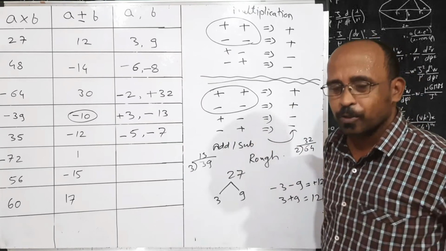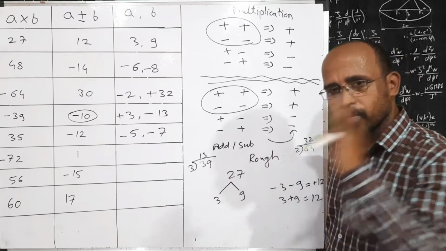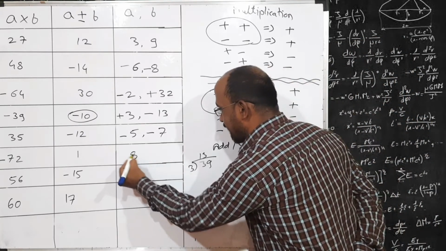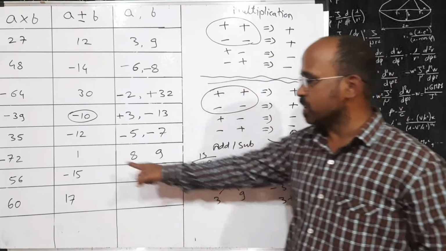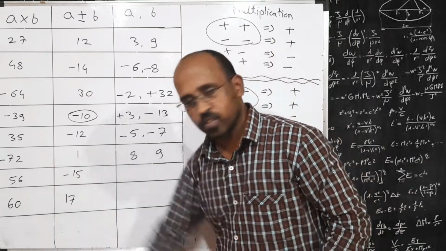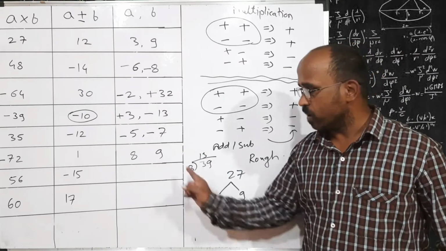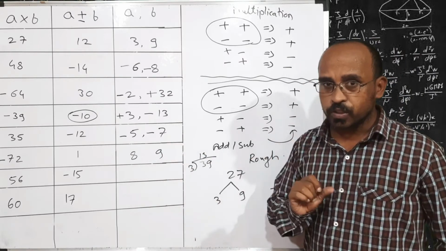Whenever 72 comes in front of you, most of the time students say 8 9 is 72, right? So these are 8 and 9, whose subtraction is 1 and multiplication is 72. But among these two, one number is positive and one number is negative. So which one is positive?